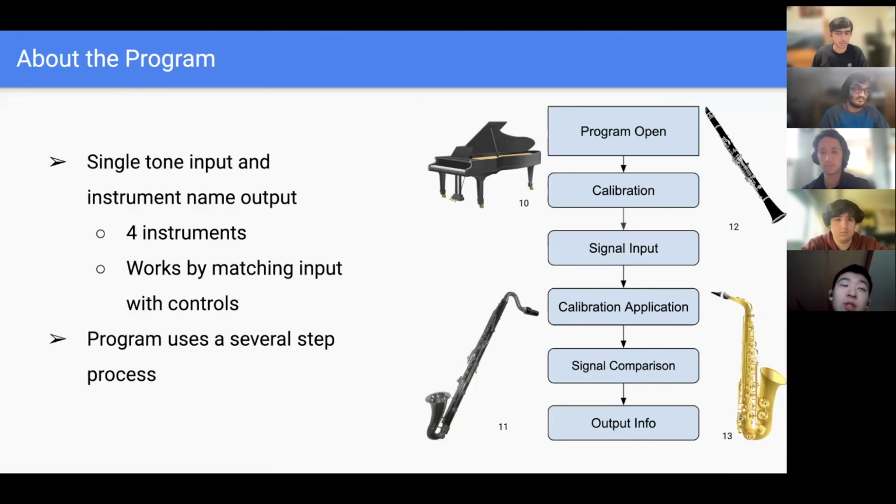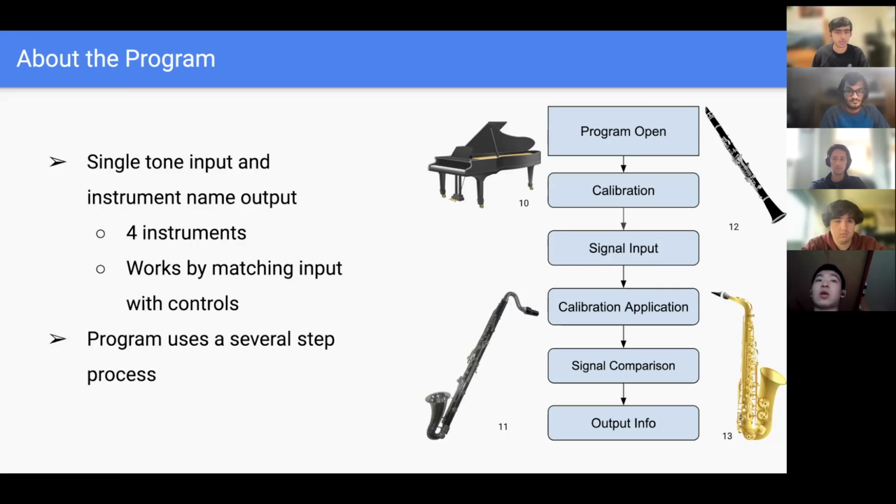Here's a general product description. Our product, or prototype of our product, takes in a single tone A440 audio input and outputs the instrument. Currently it only works for pianos, clarinets, tenor saxophones, and bass clarinets. Basically, our program works by matching the input signal that comes in with perfect control signals that we have stored in the program.